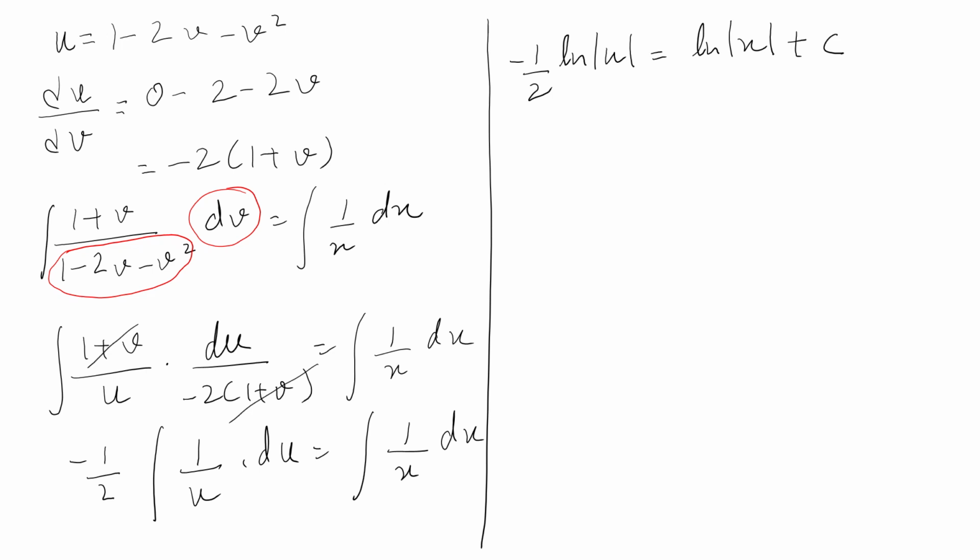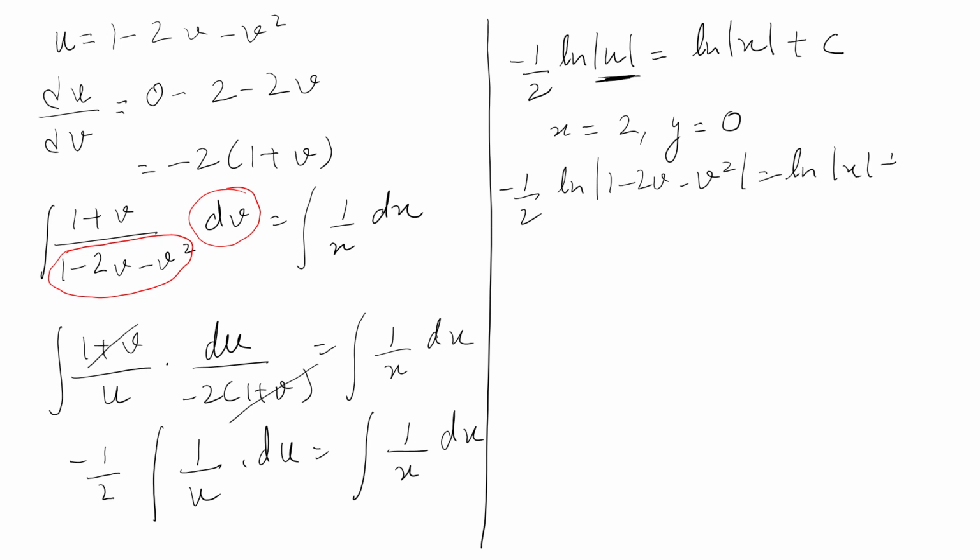Now we will be using the condition given to us in the question, x is equal to 2 and y is equal to 0. So if I substitute these two values in the equation, but yes, before substituting the value, we have to replace this u by the original function. So I can write ln modulus 1 minus 2v minus v square is equal to, right hand side will be the same. Most of the students forget to substitute the value, so don't forget this step.